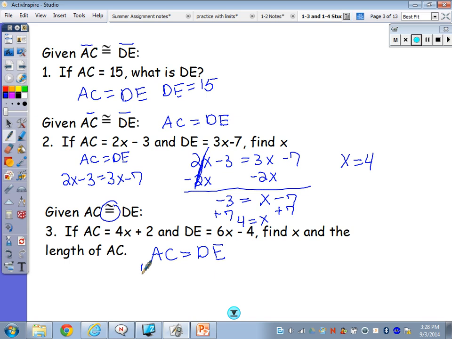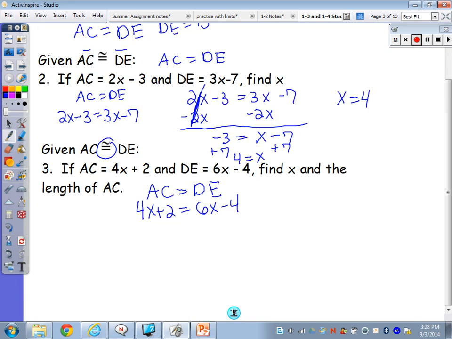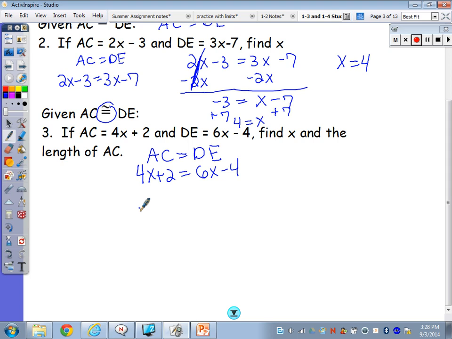And then I'm going to replace AC with 4x plus 2. And I'm going to set it equal to 6x minus 4 because they're congruent, they must be equal. And then I'm going to solve it again. So I first have to get the x's on the same side. So I'm going to subtract the smaller x from both sides. So this adds to 0, so I'm left with 2 here. 6x minus 4x is 2x, and then I bring down the minus 4.